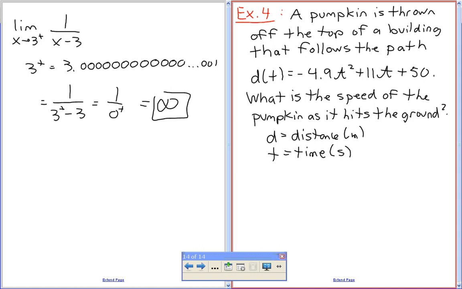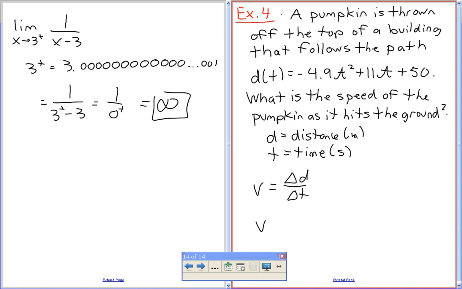Distance over time. In physics, how do you get velocity? There's a million ways. What's the simplest definition of velocity? Velocity is distance over time. So velocity is going to equal distance over time.